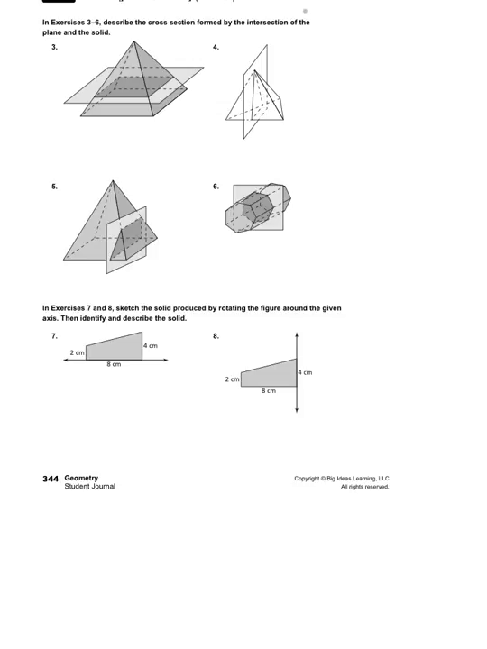Now, continuing on, we're now looking at cross sections. So it's asking us to describe the intersection formed by the plane and the solid. For this first one, we can see that we've got a plane that's intersecting a pyramid. Now, if we look at the shape that this creates, because it is parallel to the base, it's going to have the same shape as the base, which in this case is a square, assuming that this is a square pyramid.